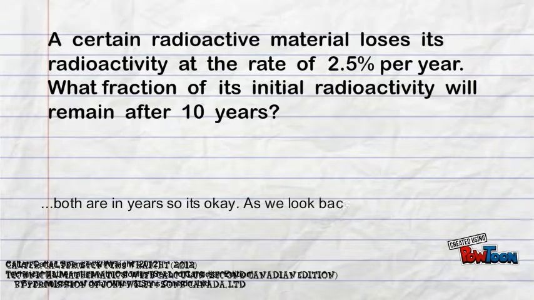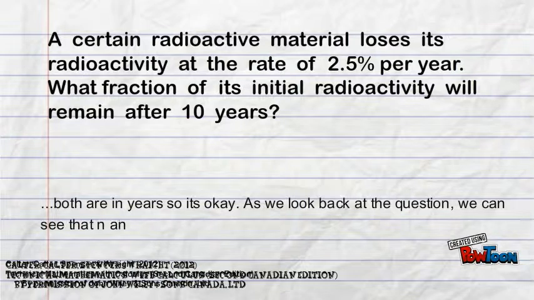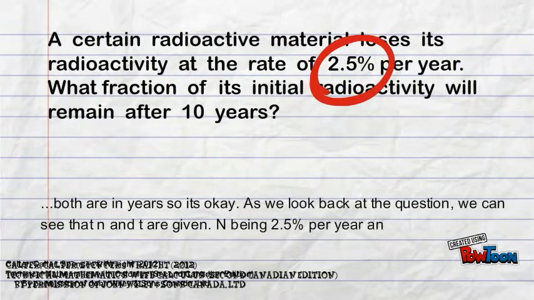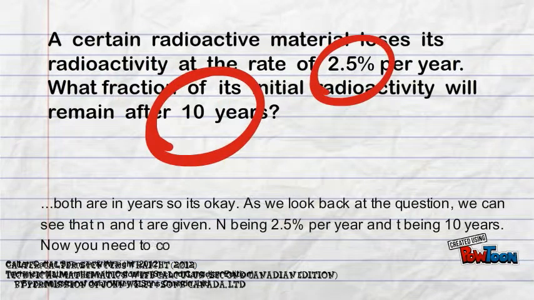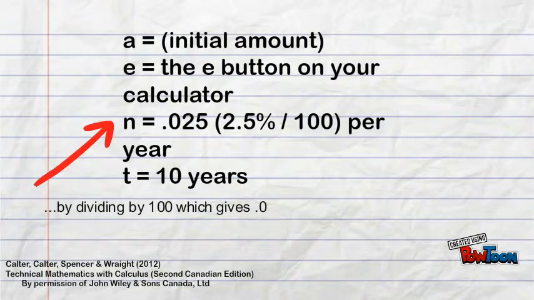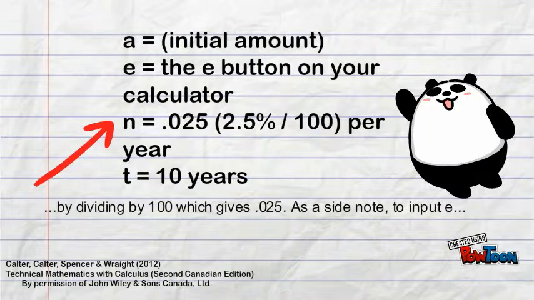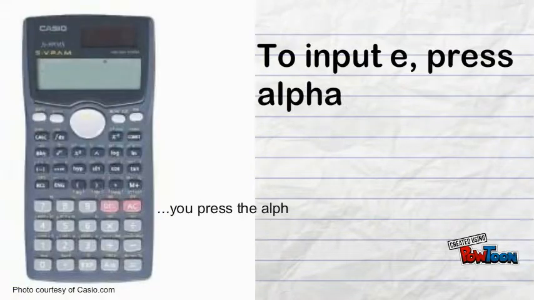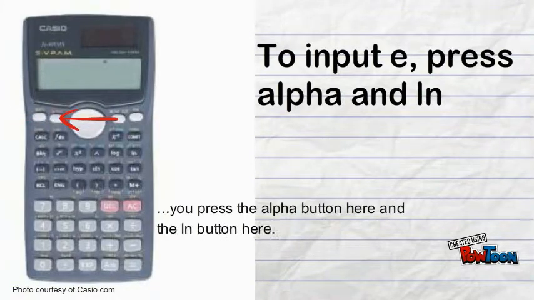As we look back at the question, we can see that n and t are given, n being 2.5% per year and t being 10 years. Now you need to convert the 2.5% to decimals by dividing by 100, which gives 0.025. As a side note, to input e, you press the alpha button here and the ln button here.